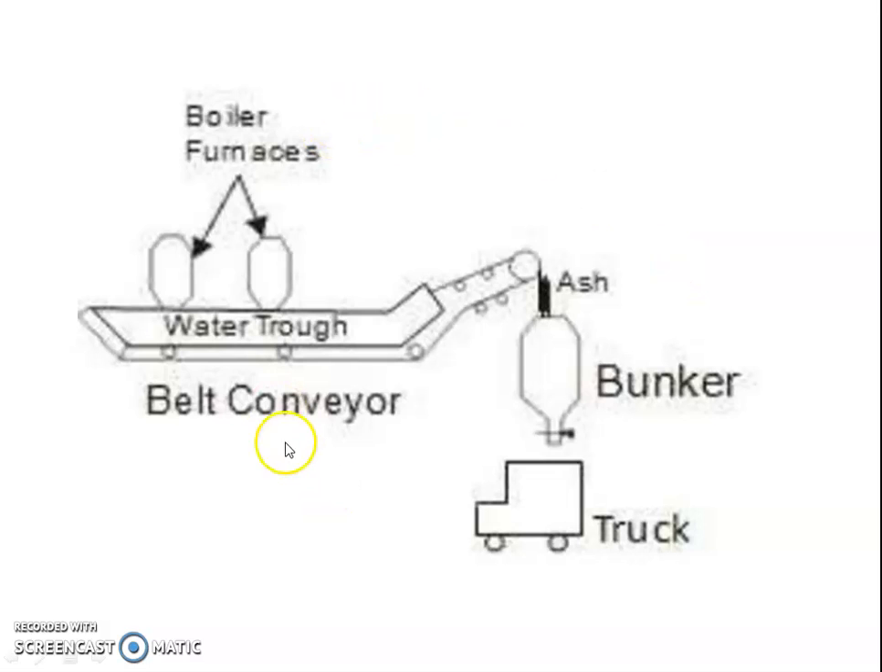Here I have shown the line diagram of the mechanical type ash disposal system. There is a boiler and furnace, with a water trough continuously here, and the belt conveyor carries the ash from the grate area to the bunkers. With the help of a truck, it is disposed.